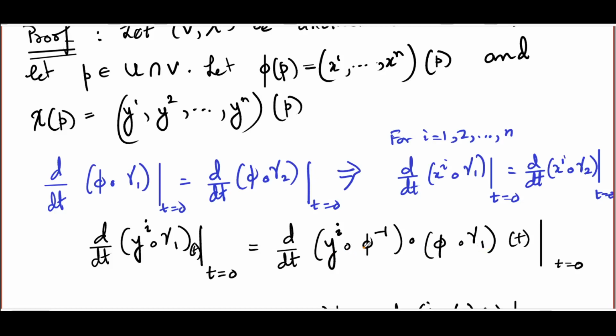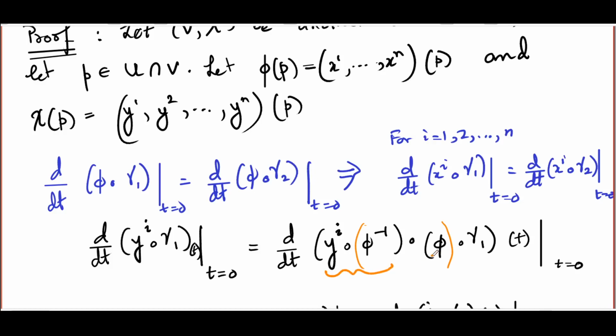Of course, composition of functions being associative, we can change the bracket, with phi inverse composite phi being the identity inserted in between yi and gamma 1, to this particular form. Yi composite phi inverse composed with phi composite gamma 1, the one which we had written down. Now note, phi composite gamma 1 takes you from the interval I on which t lives to a subset of Rn, phi of u. And phi inverse followed by yi, that is yi composite phi inverse, takes you from phi of u to R, a real number.